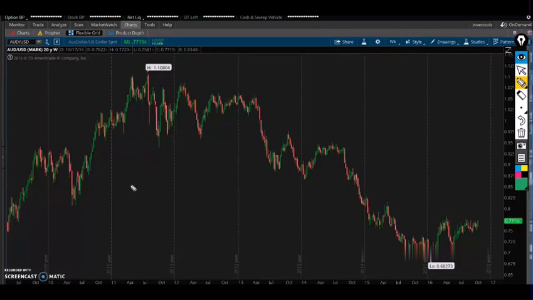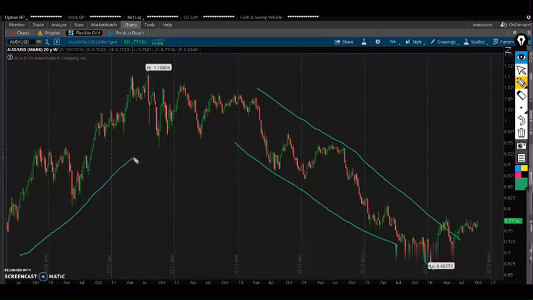So I talked about the market moving in 3 directions: upwards, downwards, and sideways. Here we've got a pretty clear movement down. Here we've got a pretty clear movement up. In between that, we've got a move to the side. So it's just ranging.